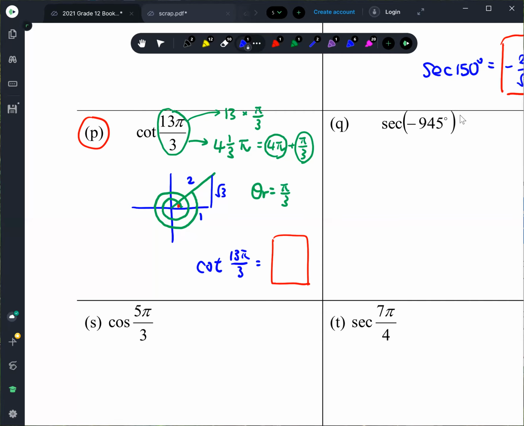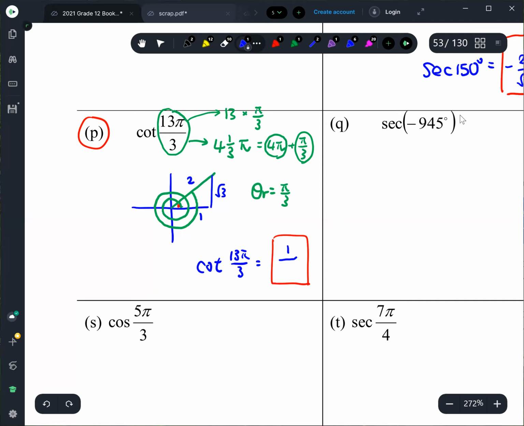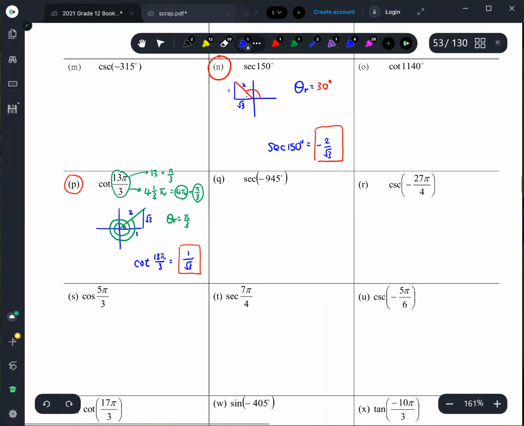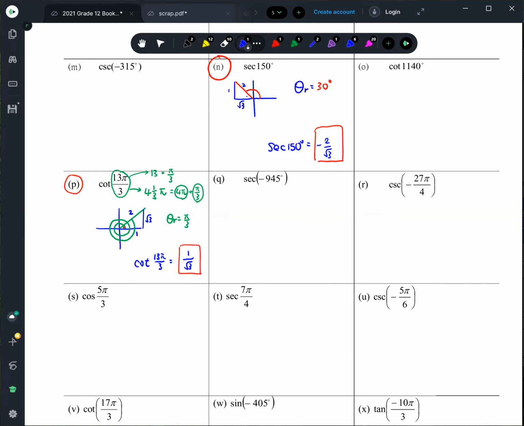How about Daniel, what's your answer? I got 1 over root 3. 1 over root 3, okay? So adjacent over opposite, okay? And then it will be positive in quadrant 1. All right, so everyone clear? Let's try last one, right?